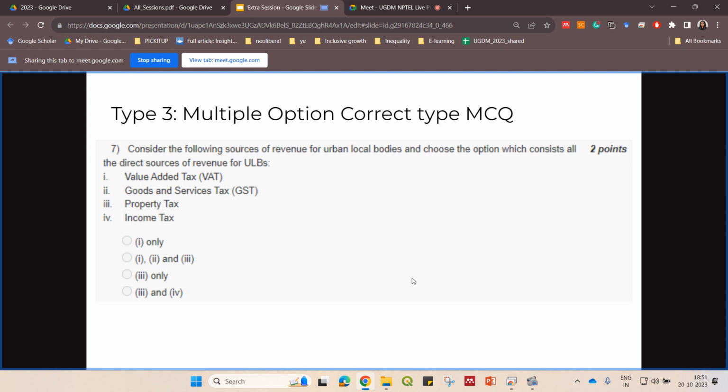It's not necessary that more than one option can be correct. One option will be correct. For example, you can see either one only can also be true, or three only can also be true. But whenever it is a multiple option correct type MCQ, it is suggested that more than one option in that question can be correct. So for example, here you can see, consider the following sources of revenue for urban local bodies and choose the option which consists all the direct sources of revenue for ULBs. And you have four options, and one or more than one of these options can be correct. So this is one example of a multiple option correct type MCQ.